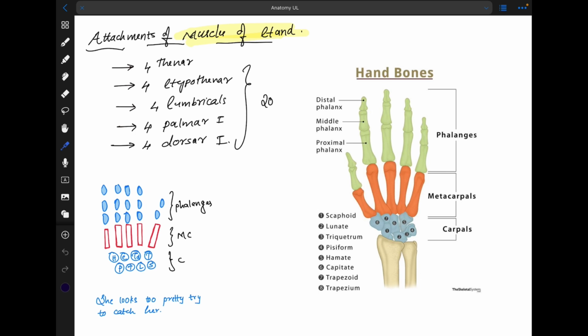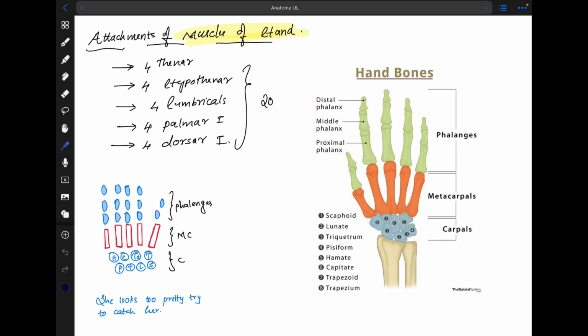Okay. So before going to the muscles, let us first discuss the bones of the hand. It includes the carpal bones, which comprise 8 carpal bones, 5 metacarpals, and also 14 phalanges. So 3 phalanges in each finger except the thumb, which has 2 phalanges. Here we have the proximal phalanx, middle phalanx, and also the distal phalanx.